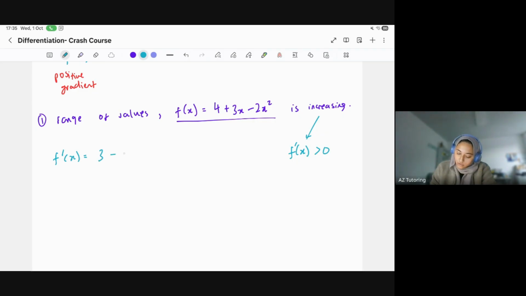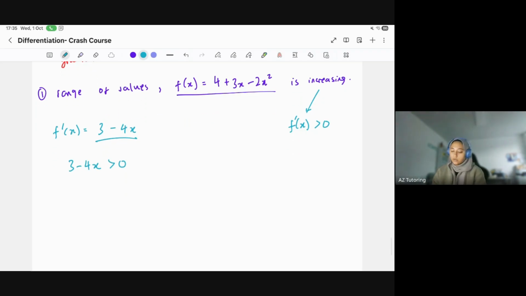Minus 2 times 2, which is 4x, because decreased by 1. Okay, so that's our function, our differential, sorry. And we need to find when this is more than 0. So I'm going to write that and just write more than 0. And I'm just solving this for x. So it's just an inequality.